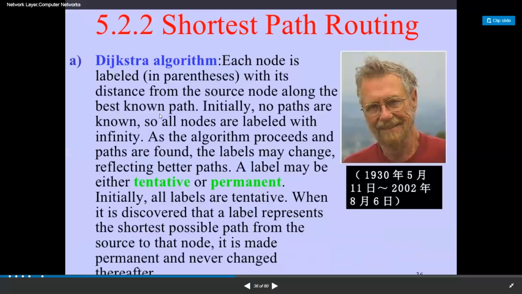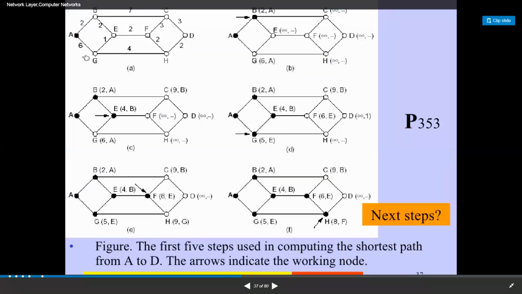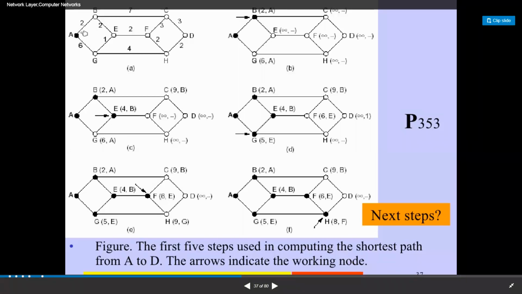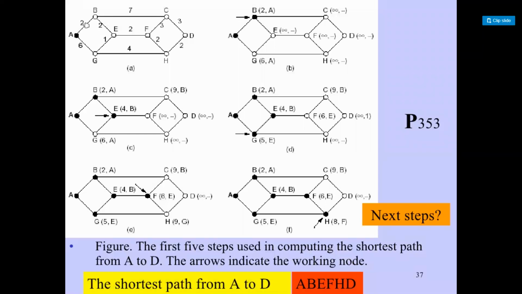The source is A. The destination is D. A is having adjacent routers. Nodes are in the graph. A is having adjacent B and G. A to B, the distance is 2. A to G, the distance is 6.